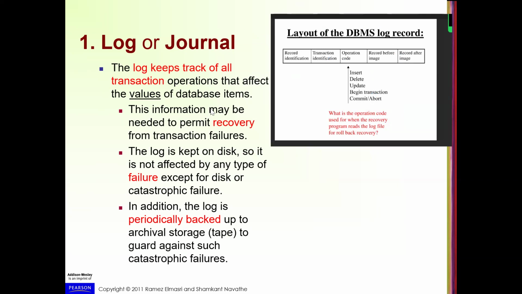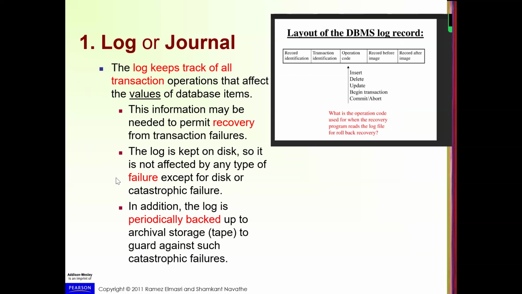This information is very important, as it helps us recover from a transaction which has failed. For example, transaction T1 was working on data items X and Y. It changed the values of X and Y, but the transaction failed. So X and Y should go back to the values before executing the transaction. This is the first thing. The second thing is the log is kept on the disk.